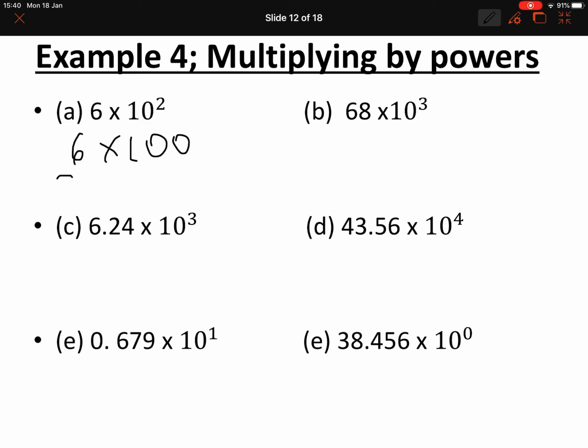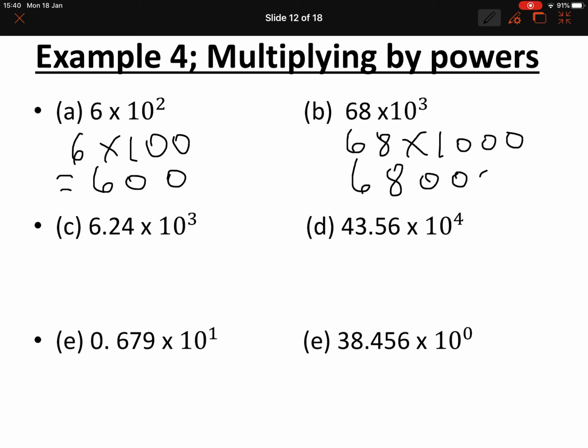Okay, so 6 times 10 squared. Well, we know that 10 squared is 100. So all we're doing is 6 times 100. And the answer is 600. 68 times 10 cubed means, well, actually, we're really doing 68 times 1,000. So the answer should be 68,000.